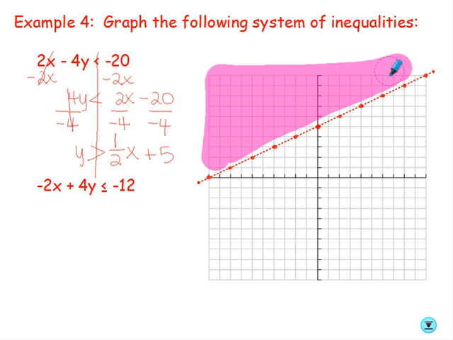All right. Next equation, switching to blue. We also have to get y by itself. I need to move the negative 2x by adding 2x. That leaves me with 4y less than or equal to 2x minus 12. I need to divide everything by 4.